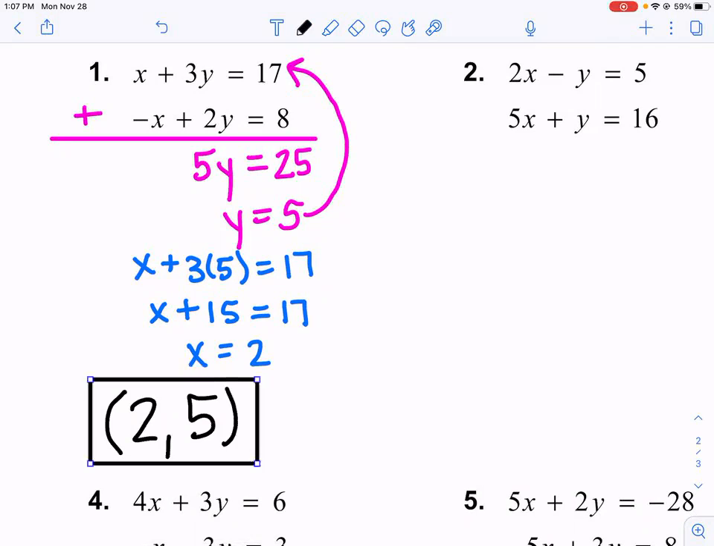I need you to write your answer as a coordinate. I'm not digging for the x and y in your work. You're going to write it as a coordinate. Now, it is very important that when we get an answer, we check to make sure our answer is correct. You don't even have to show work. What's 2 plus 3 times 5? 17. What's negative 2 plus 2 times 5? 8. We're good. That was my check mark.